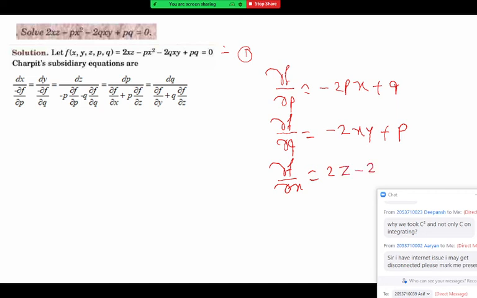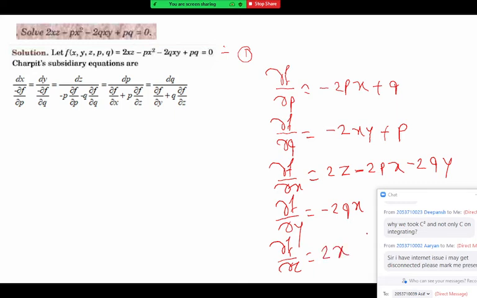2z minus 2px minus 2qy. Okay, it's lengthy. Are you getting? Dou f by dou y is minus 2qx. And dou f by dou z, last, is 2x. Okay, good. So we first write all the partial derivatives, and now we have to replace all these derivatives in this expression. But just clearly observe the last expression.